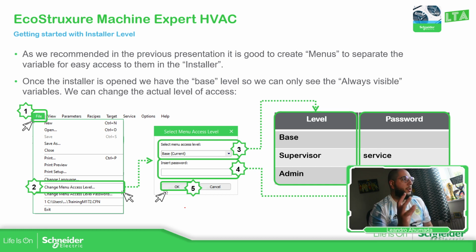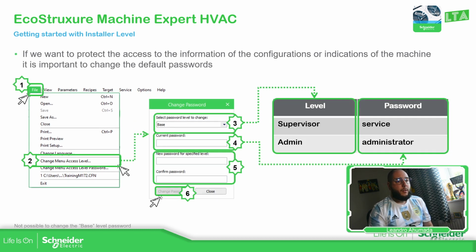In order to change the level to see the variables, we need to change the menu access level. Here we select the level that we want. There is no need to type the user, it is predefined: we have base, supervisor, and admin, and then we just need to type the password. Once you enter the password, it will validate, and then you should be able to see the values that you want.